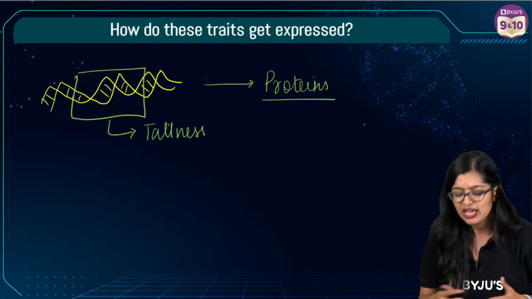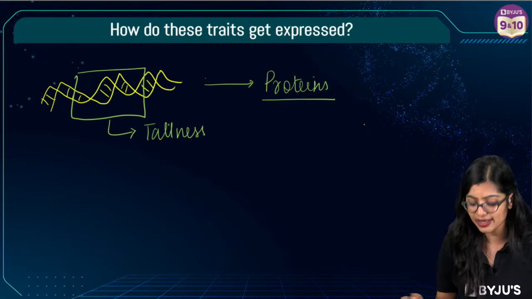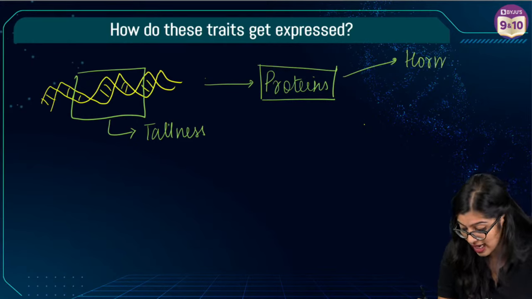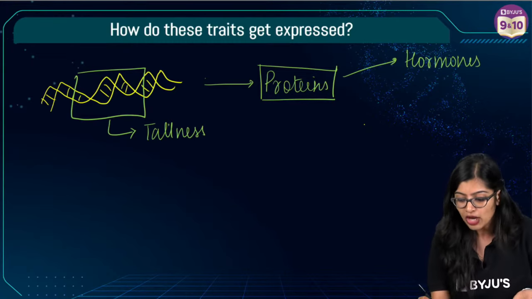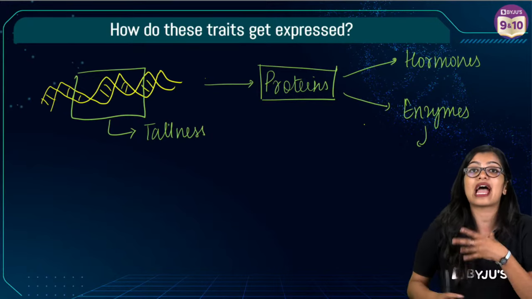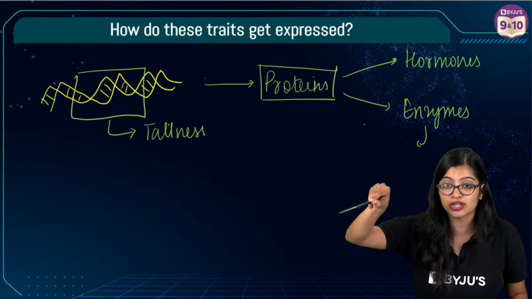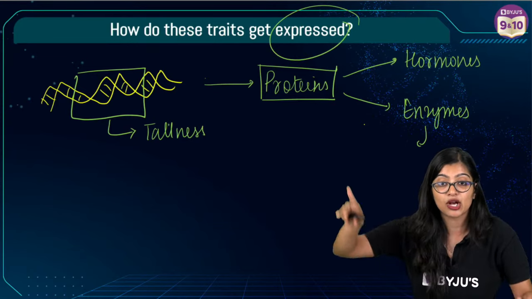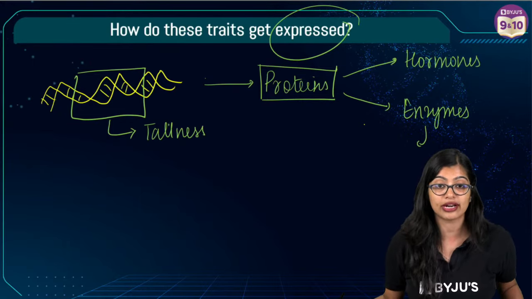It doesn't work that way. In our body also, it doesn't work that way. Instead, communication happens through proteins, right? These proteins could be in the form of hormones like growth hormones, or in the case of plants, by producing more auxin, or by producing certain enzymes that will trigger the reaction for growth. So when I tell you that a gene codes for tallness, how is it getting expressed? How is it that we are able to see it? Because of the production of proteins, which will ultimately result in the production of hormones or enzymes.